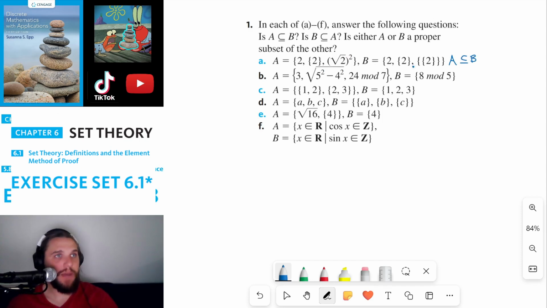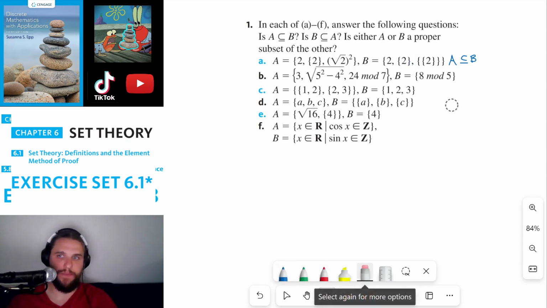Now, A would be a proper subset of B if A is not the entirety of B. Remember that every set is a subset of itself, but proper subsets are smaller subsets. And in this case, A only has 2 elements and B has 3 elements. So there are elements in B, in particular this one right here, that are not in A, which means that A is a proper subset of B.